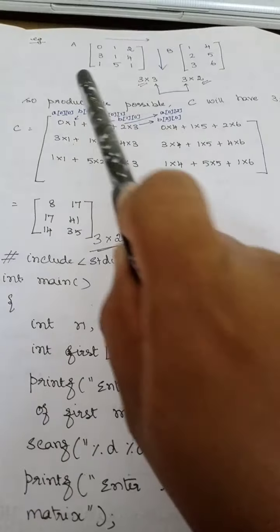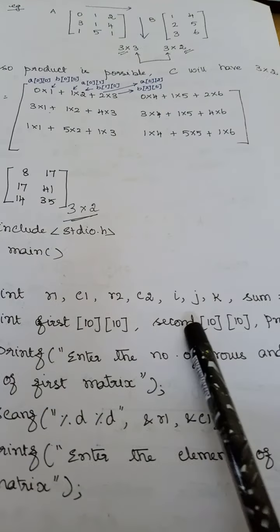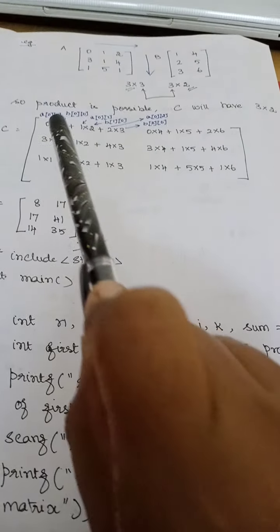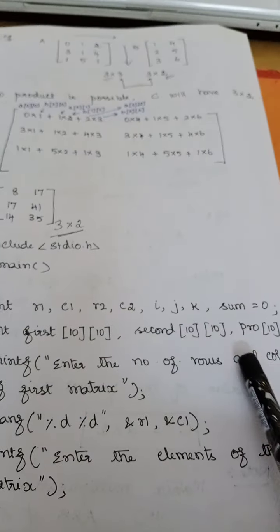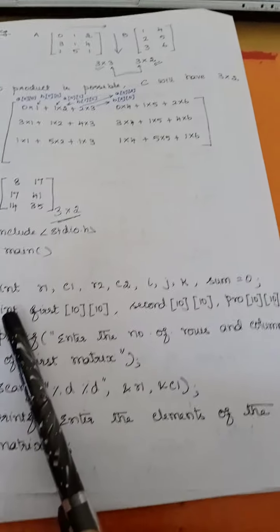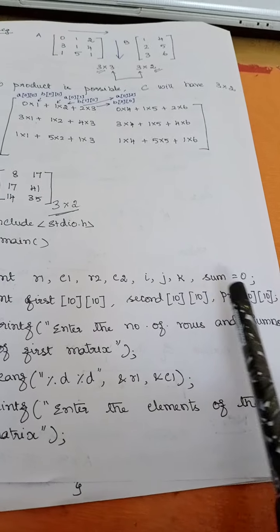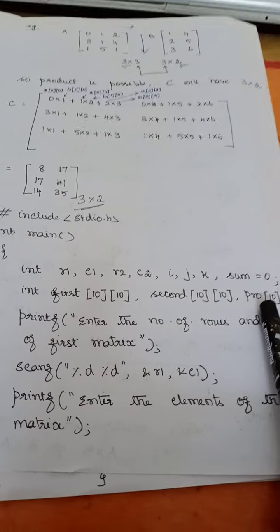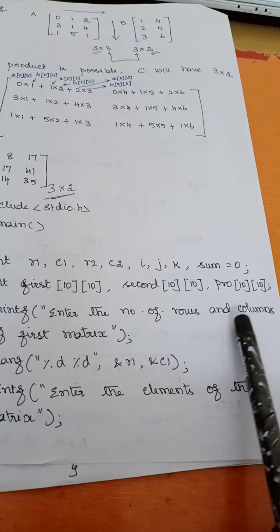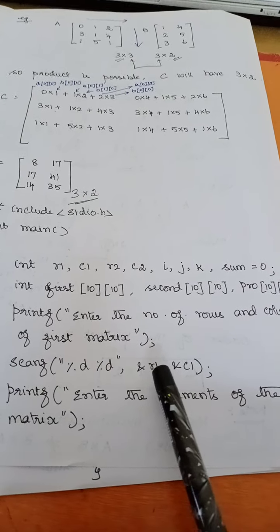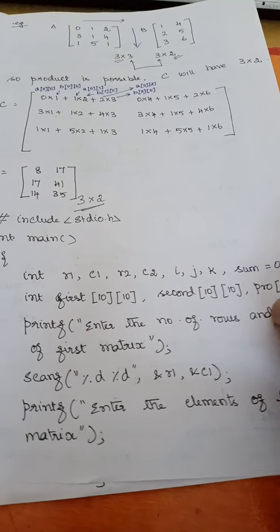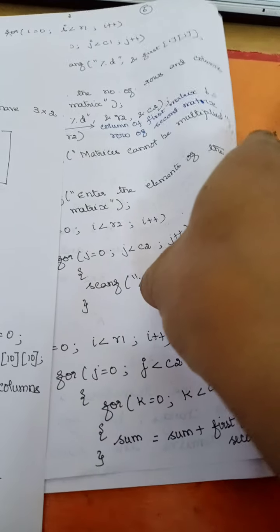And since we have here, I need to vary and I need to calculate. So here I am using 3 variables i, j, k to use in for loops. And since I need to calculate the sum here, I am using a variable called sum equal to 0. And here I need 3 matrices. So first matrix, second matrix, and to store the product I am using one more matrix called pro. Right? So enter the number of rows and columns of first matrix. I am reading the number of rows and columns of my first matrix, and enter the elements of the first matrix. I am reading the elements of my first matrix.